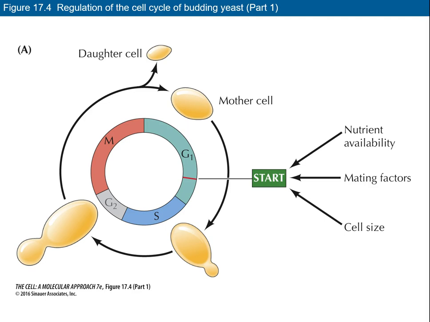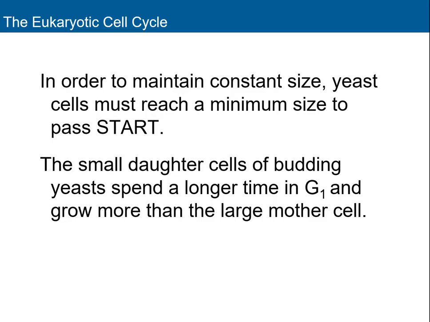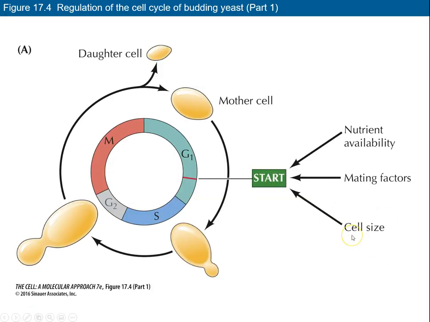This is showing the start checkpoint in yeast. You can see that checkpoint is towards the end of G1. It's going to take into account: is there enough nutrients available? What about mating factors? What about cell size? It's checking in on all of that. If all of these are favorable, it will pass into S and progress through. If not, it's going to halt and enter a resting phase. It says, in order to maintain a constant size, yeast must reach a minimum size to pass start. So it's checking cell size, which we already said pretty much.